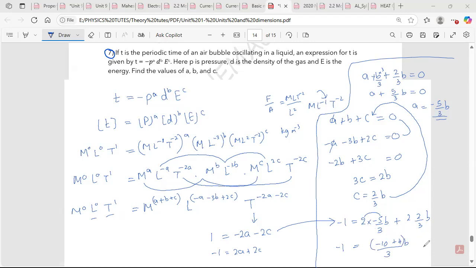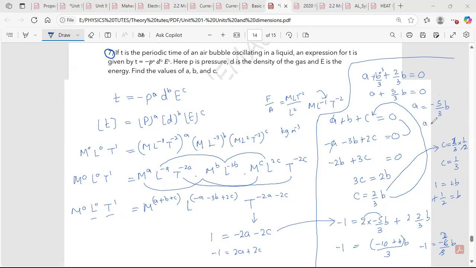So we get minus 1 equals minus 10 plus 4 is minus 6 over 3, no, into b. So minus minus gets cancelled, and here it's 1 equals 2b. Then b equals half. Then you can substitute b equals half here. C equals 2 by 3 into half. 2 and 2 gets cut. C equals 1/3. Then also you can substitute b in a.